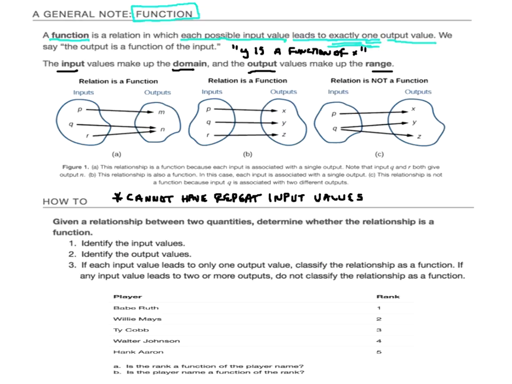Okay. So take a look at the relation down at the bottom. We have baseball players and we have their rankings. Is this relation a function? Is the rank a function of the player's name?